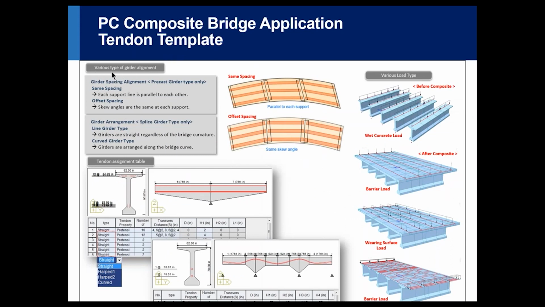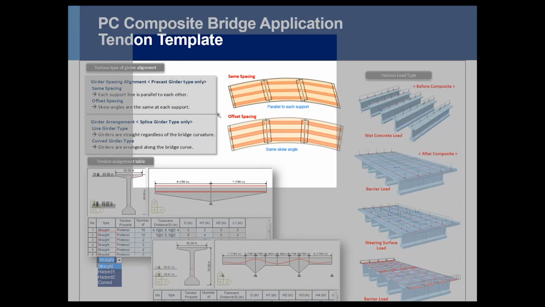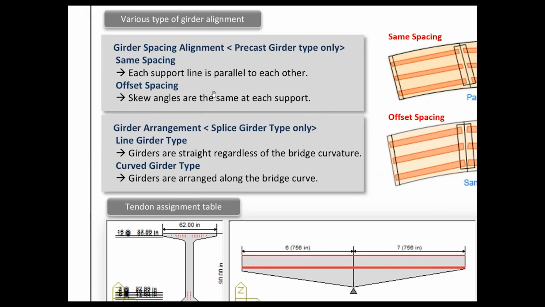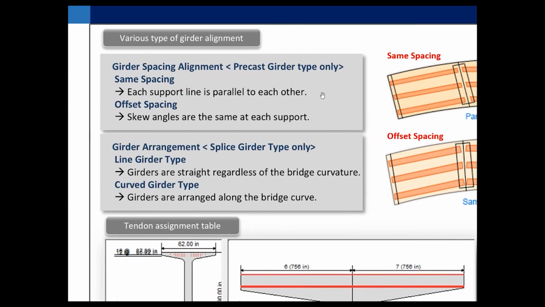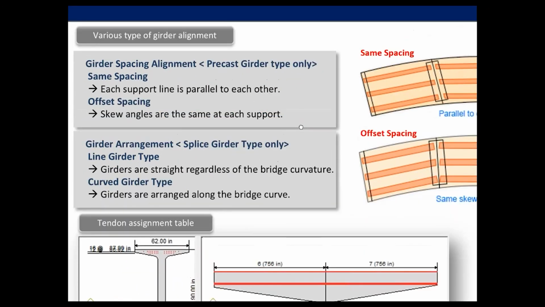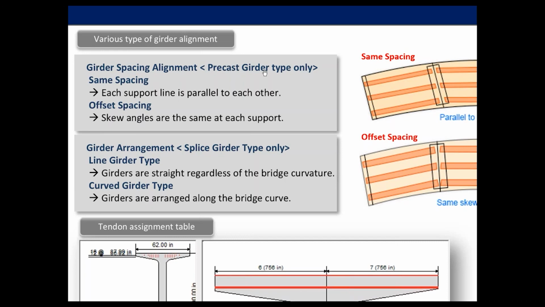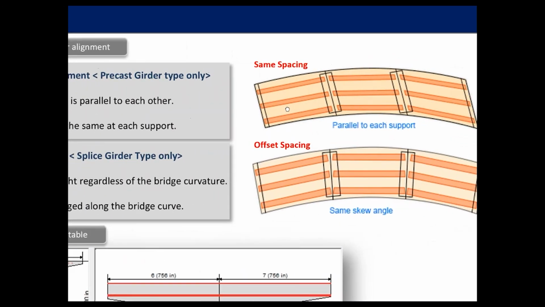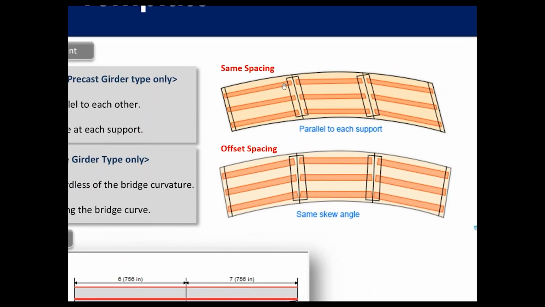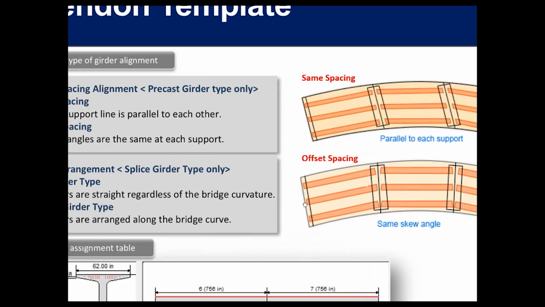So in the section and the tendon tab, you will be able to find this type of information. You can actually define various types of girder alignment. If you look at it, for the precast girder types, you can define same spacing, where the support lines are parallel to each other, or offset spacing type, where the skew angle will be the same, but the support lines will not be parallel to each other.